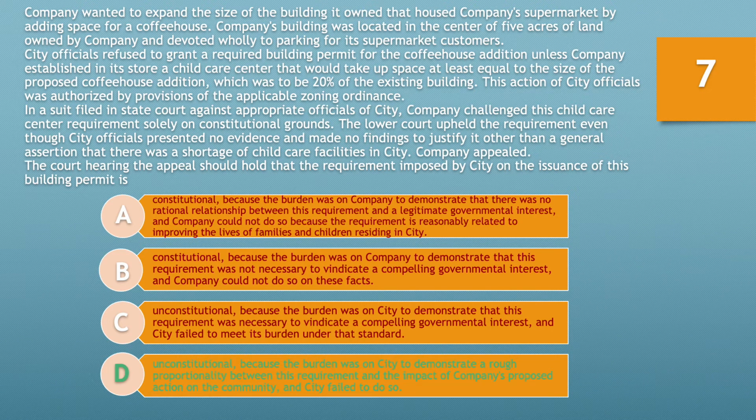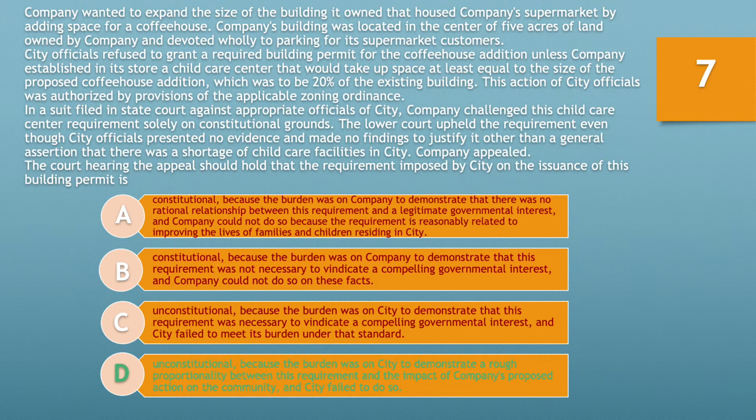The correct answer here is D, unconstitutional, because the burden was on city to demonstrate a rough proportionality between the requirement and the impact of company's proposed action on the community, and the city failed to do so. The rule is that government restrictions on development must be justified by a benefit that is roughly proportionate to the burden imposed by the proposed development, or there will be a taking. If, however, the benefit is proportional to the burden, there's no regulatory taking.